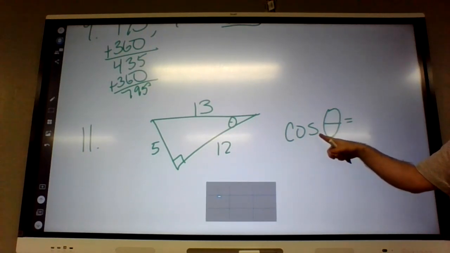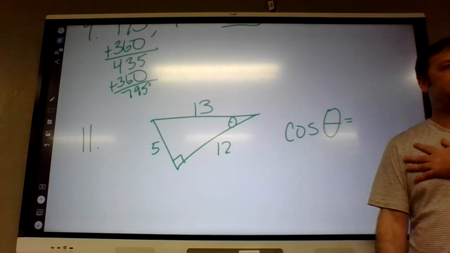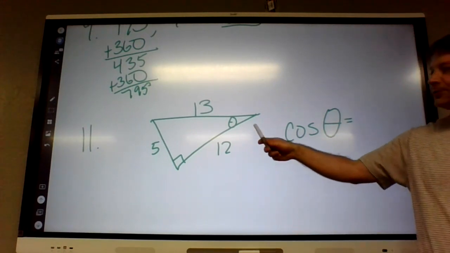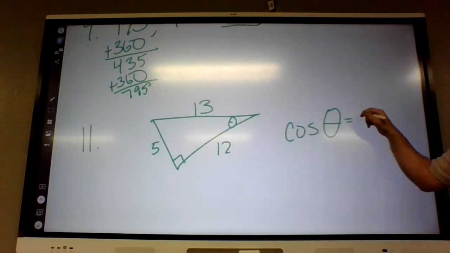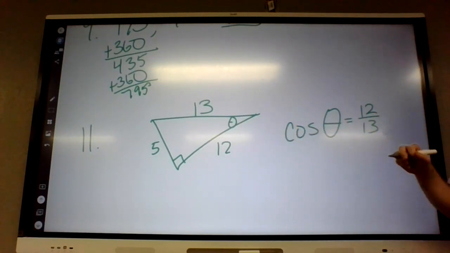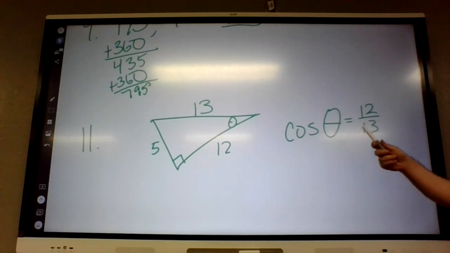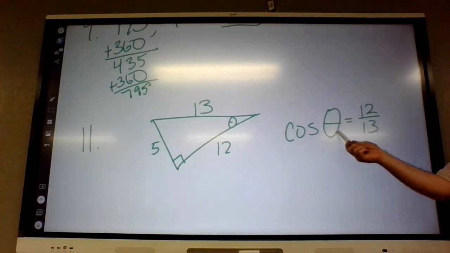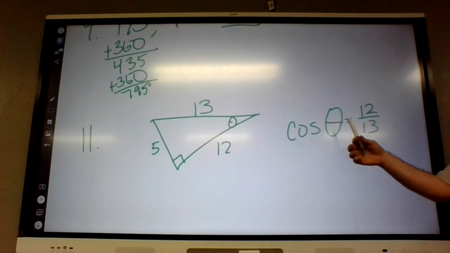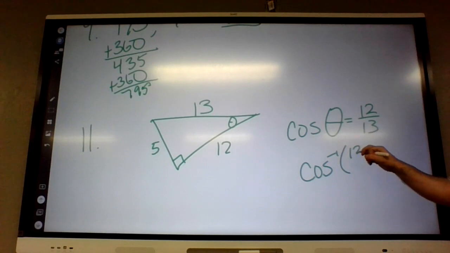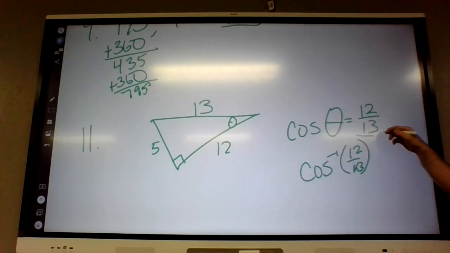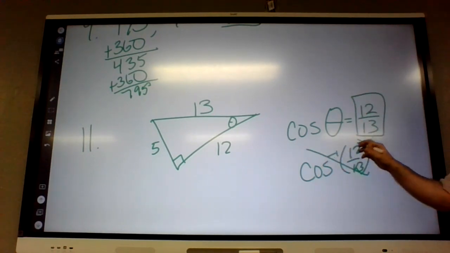Willow, how do we do cosine of theta on this one? What was the ratio? Adjacent over hypotenuse. What's the adjacent? 12. What's the hypotenuse? 13. So it's just 12 over 13. By the way, we're going to do this later. If they ask for the angle, which they did, how would we find the angle right here? Cosine inverse, yes. Okay, we're going to do that later, but right now this is the answer, so put it in.